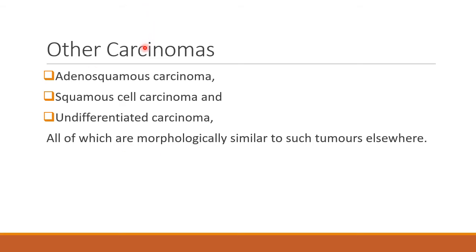Other carcinomas that can occur are adenosquamous carcinoma. In adenosquamous carcinoma, both the squamous epithelium as well as the glandular epithelium are malignant. Squamous cell carcinoma here is pure squamous cell carcinoma, and undifferentiated carcinoma lacks the differentiation, also known as anaplastic carcinoma, all of which are morphologically similar to such tumors that occur elsewhere in the body.